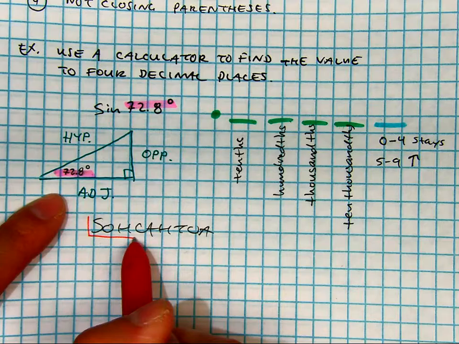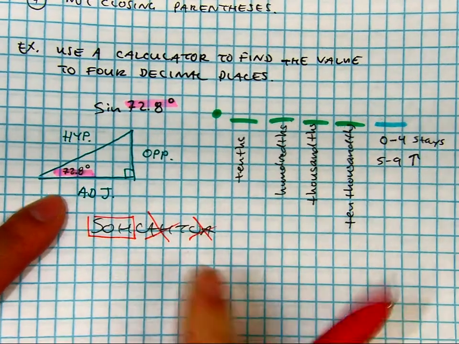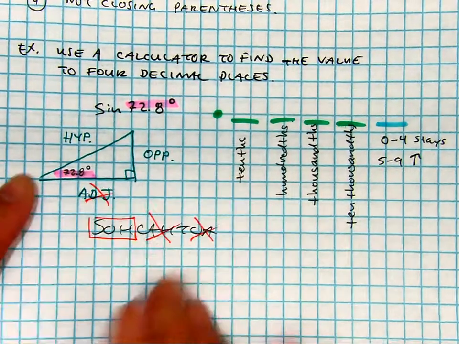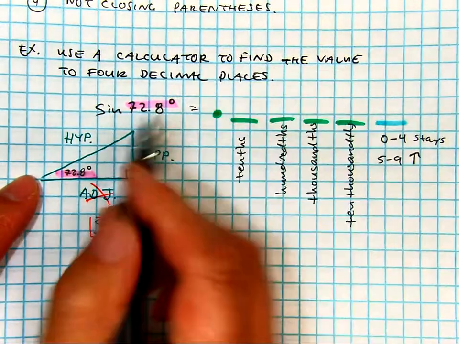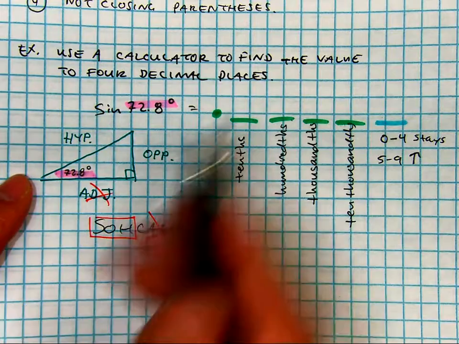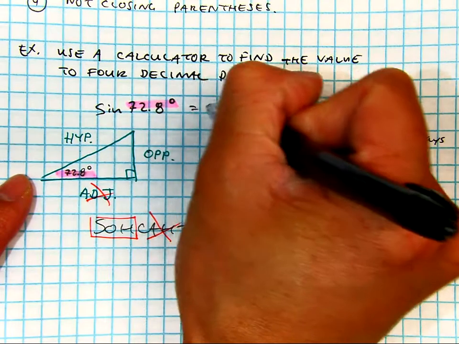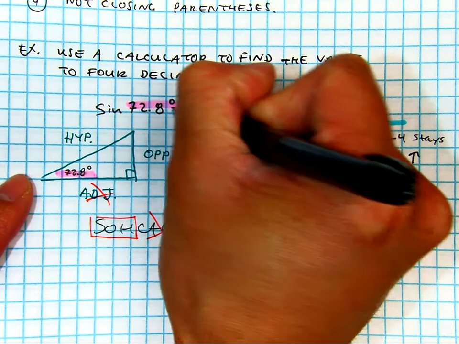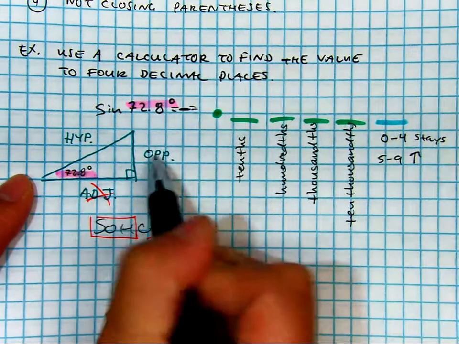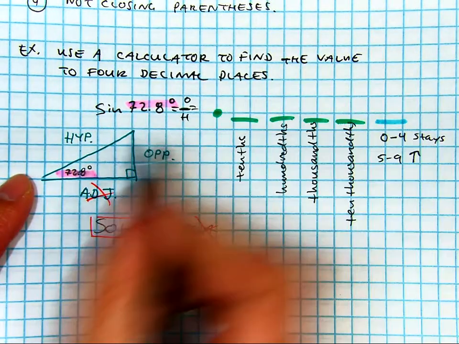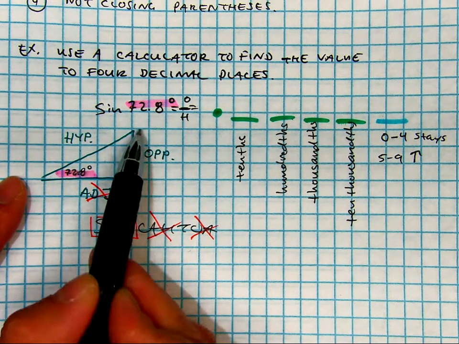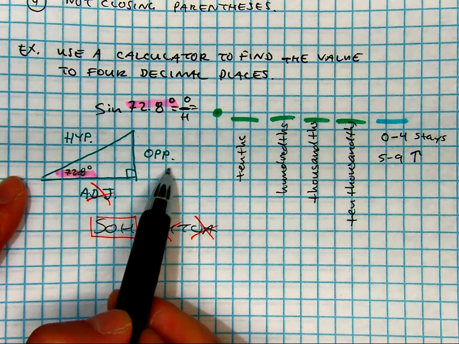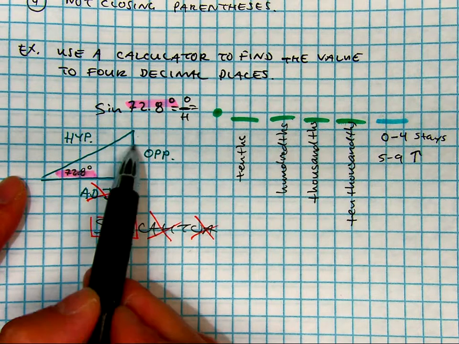So when I put into my calculator sine of 72.8 degrees, what it is is a ratio, a fraction. It's the opposite side over the hypotenuse side. But here's the difference. I don't know the lengths of these sides. It's an unknown. So it's telling me when I divide these 2 sides, I'm going to get a ratio. So let's do that together.